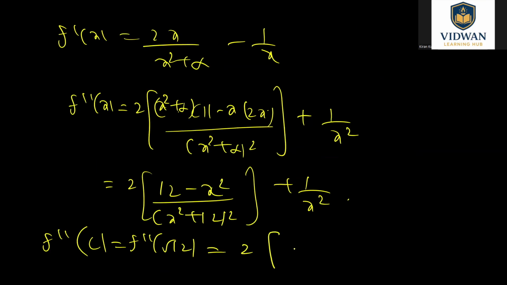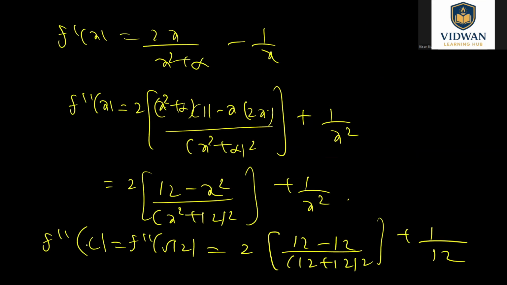So put that value 2 into 12 minus, if x c is root 12, c square is 12 only. So 12 minus 12 by 12 plus 12 whole square plus 1 by x is root 12, x square is 12 because you are putting x as c here. So the first term is 0, will be left out with 1 by 12 as the answer.